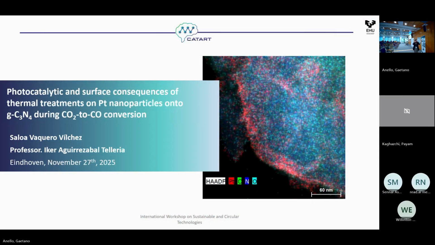Hello, everyone. So we will start with this section on CO2 conversion technologies, and I'm Alessio Foco from CNR, as I told you one hour before. The first presentation will be from Salwa, from the University of the Basque Country, and she will discuss the photocatalytic and surface consequences of the thermal treatment of nature on carbon nitrides for CO2 to CO conversion. So the floor is yours.